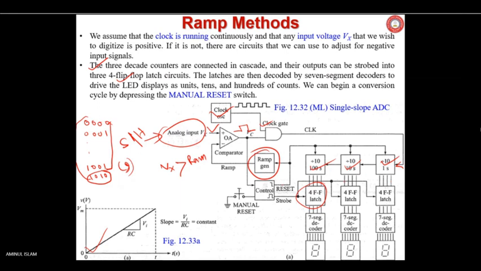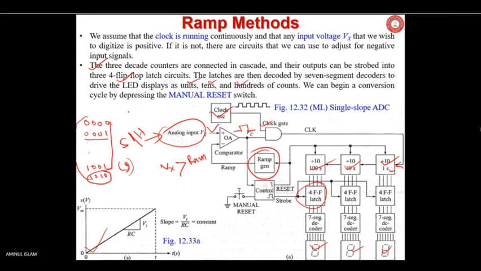As you can see, these are the output values. It means every counter here has 4 flip-flops. From the counters, you can latch the values from those flip-flops into 4 flip-flops or latches, which can be given to the 7-segment decoder, which will drive the 7-segment display. The latches are then decoded by the decoders to drive the LED displays as units, tens, and hundreds of counts.